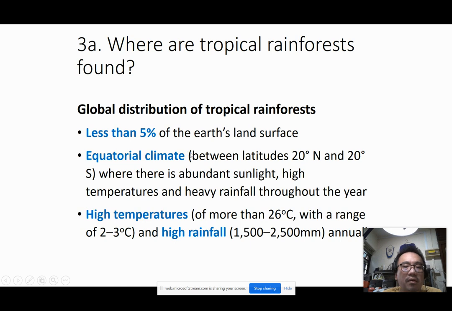Okay, how high is the average temperature? About 26 degrees plus minus a little bit. So think of Singapore, right? What kind of average temperatures we have, and what kind of high rainfall are we talking about? Anything up to 2,500 mm of annual rainfall.